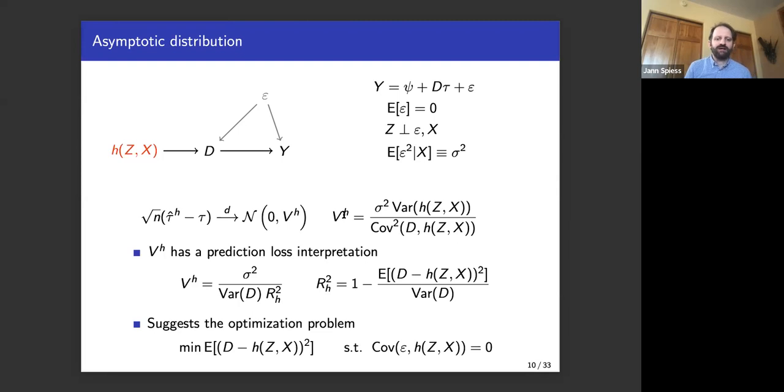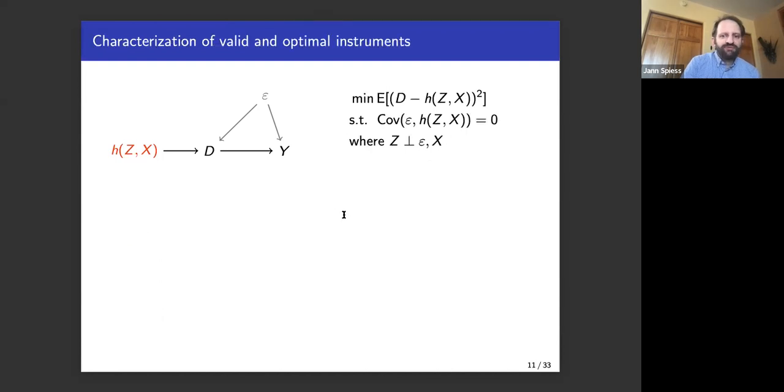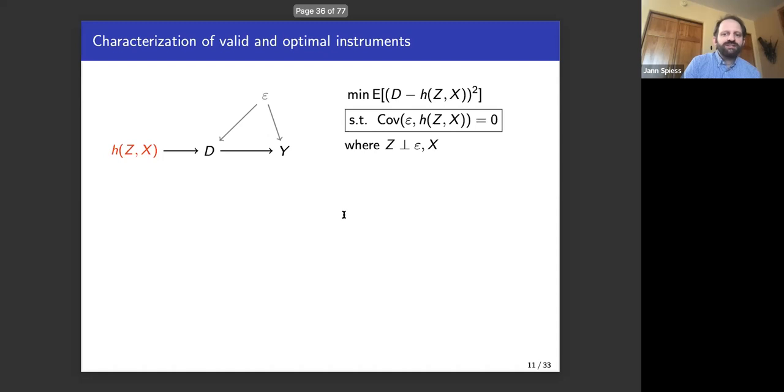So that basically suggests an optimization problem. It says in order to find a good instrument, we should simply minimize the mean squared error of predicting the treatment from the instrument among all the instruments that remain valid, meaning among all instruments that are not correlated with the second stage error term. In order to solve this problem, which is to maximize the fit in the first stage subject to the instrument being valid, I now focus first on this second condition. I'm asking myself, how can I ensure that the instrument is valid before optimizing for optimal fit?